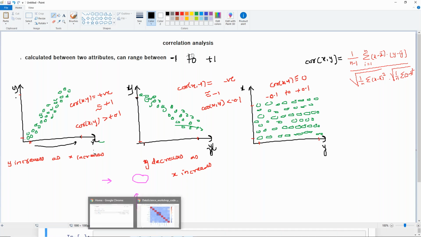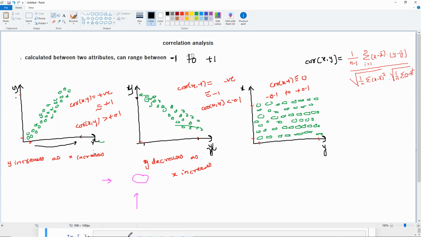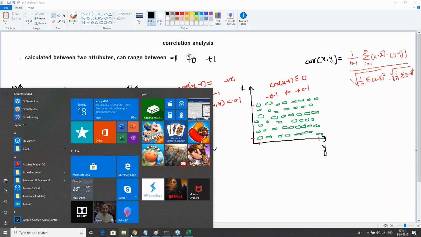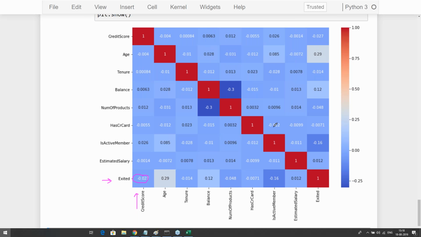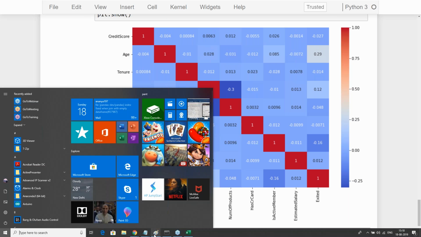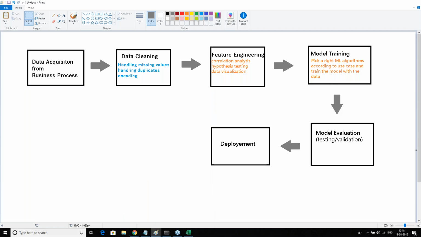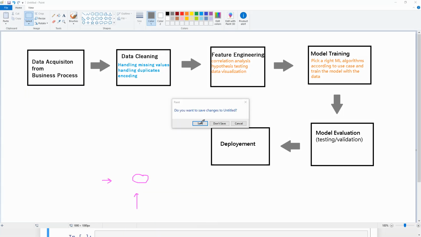You see the correlation between X and Y is minus 0.027. It's very close to 0, isn't it? So it is not case 2, it is rather case 3. Let me close this out. Just a moment.